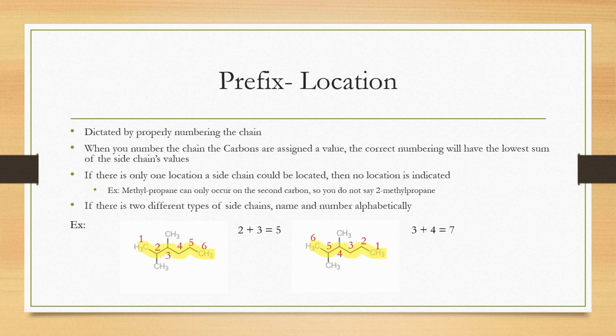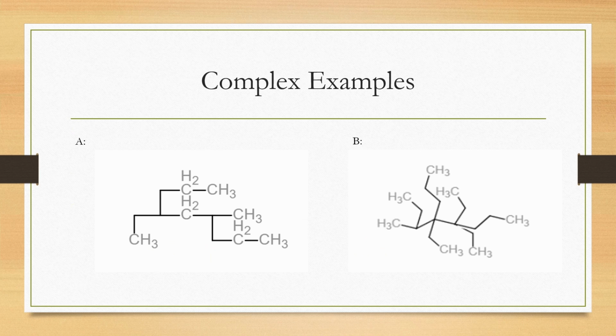The next portion is the pre-prefix, which is the location. This step relies on properly numbering the main chain. To find which numbering is correct, number the potential configurations and add the numbers of the values of the side chains. Those sums will be compared and the lowest sum is the correct one. If you look at the example below, you will see that there are 2 potential numberings, but when you look at the locations of the side chains, you'll find that the sum of 2 plus 3 is less than the sum of 3 plus 4, and therefore that is the correct orientation.